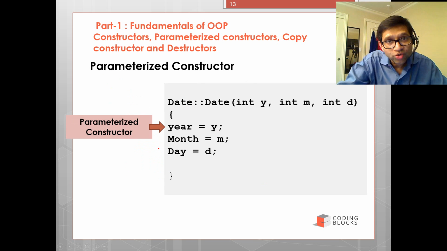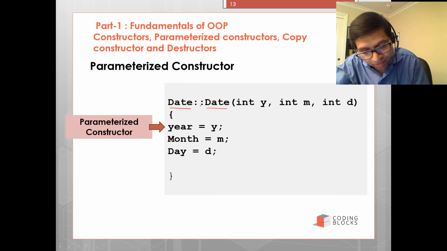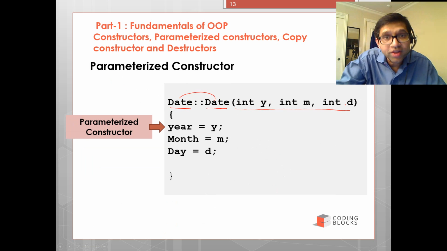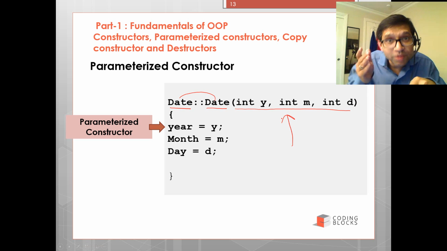I'll show some of the code here, and then I'll go to the program. This is another example where we have a parameterized constructor. You can see again the same date class, and the name of the function is the same. Both have to be the same. And here we are passing the values, where we are calling this constructor by giving the parameters, because we want to set specific values for year, month, and day.